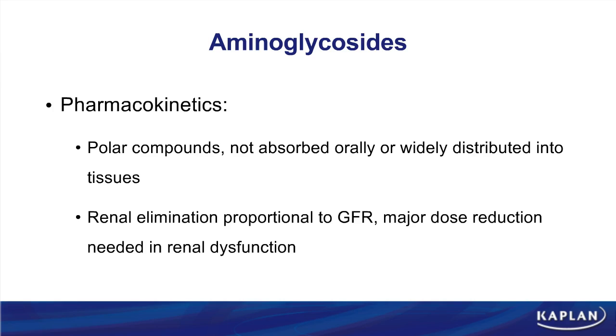There's really nothing outstanding about the kinetics of aminoglycosides. They're polar compounds, they're very water-soluble, so they're not absorbed orally or widely distributed into tissues. They are eliminated by the kidneys, so you have to adjust their dose in renal dysfunction, which means they follow the rule that I've given you before.